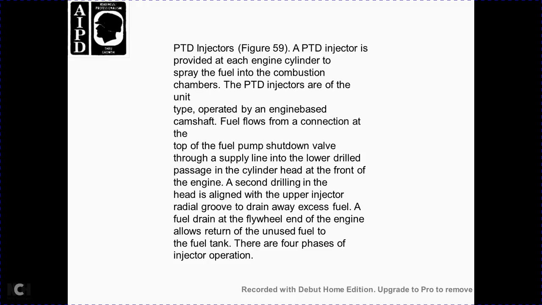Fuel flows from the connection at the top of the fuel pump shutdown valve through the supply line into the lower drilled passage of the cylinder head at the front of the engine. A second drilled passage in the head, with the upper line, drains away excess fuel with the fuel drain at the flywheel end of the engine. The drain returns the unused fuel to the fuel tank.